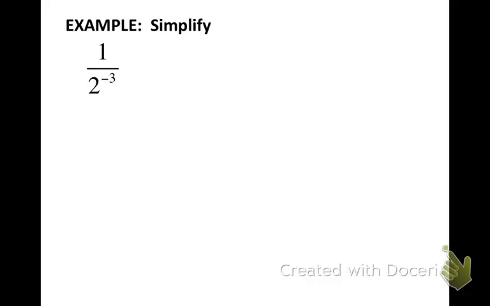How about 1 over 2 to the negative 3rd? Yeah, it'd just be 2 to the 3rd. So you just make that a positive by moving it up into the numerator. Not throwing anything too crazy out at you, am I?